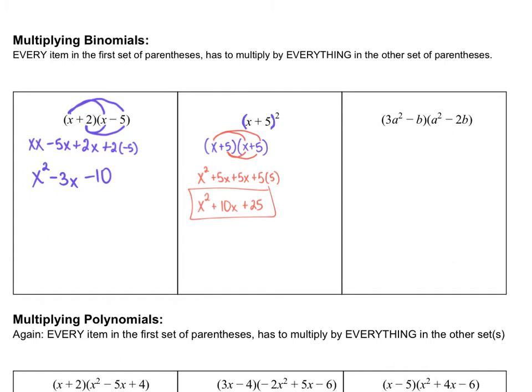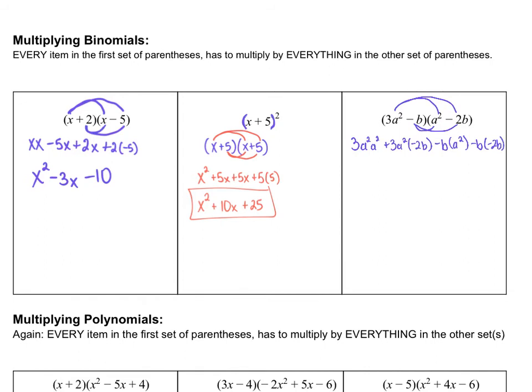All right, last one for binomial times a binomial. 3a squared minus b times a squared minus 2b. So this 3a squared I need to distribute to a squared. So 3a squared times a squared. Then I also have a 3a squared times a negative 2b. Now if I distribute this negative b, I have minus b times a squared and negative b times negative 2b.